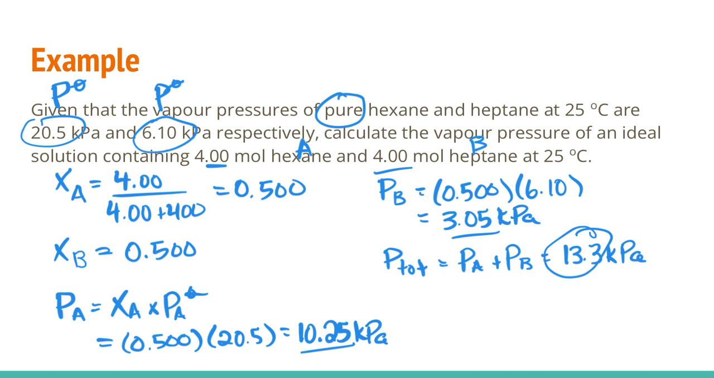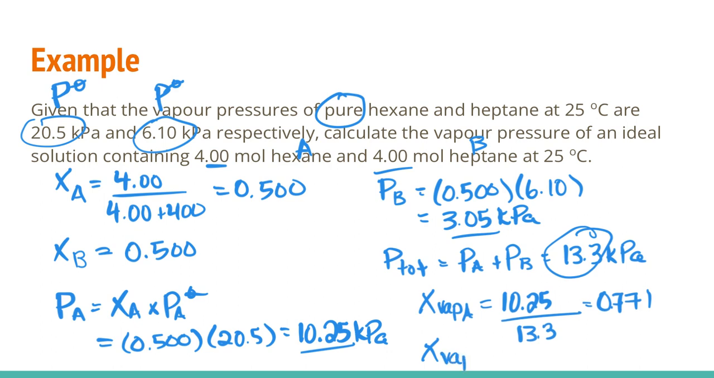If we wanted to know what the mole fraction of each is in the vapor, we could work backwards here and figure out, for example, the mole fraction of the vapor of A is just going to be the pressure of the hexane, so the 10.25 that we calculated here, so the PA, over the total pressure, so the 13.3. So that gives us 0.771. And then we could do the same for the vapor of B, and that gives us 0.229. So that's 3.05 divided by 13.3, which gives us 0.229.